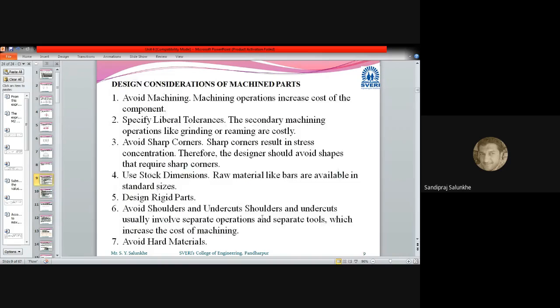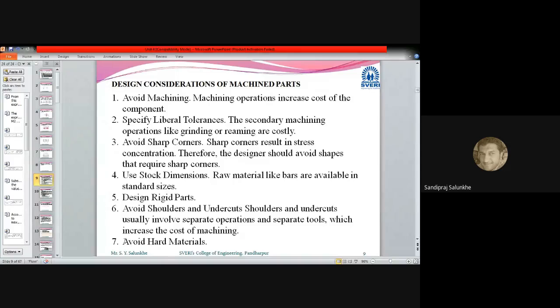undercut shoulders. Any undercut is created by a boring operation, so it requires specific tools, which will increase the cost of that machining. That boring bar and boring tools, this separate tooling, is required for that, which will increase the cost.